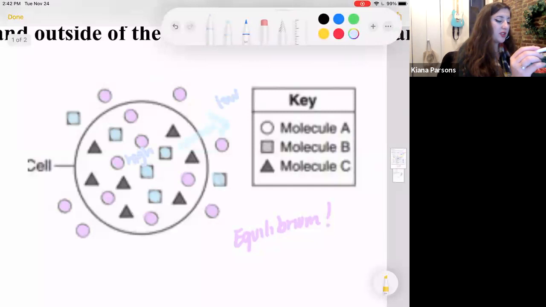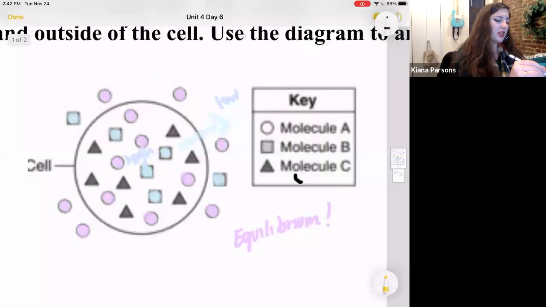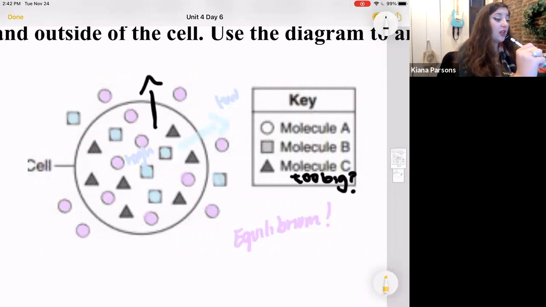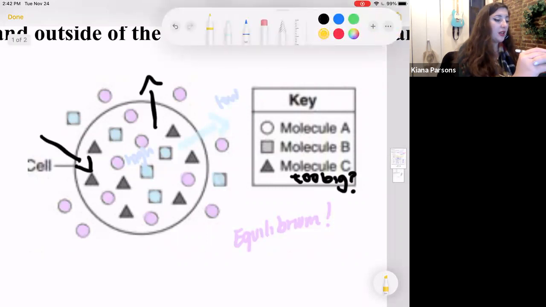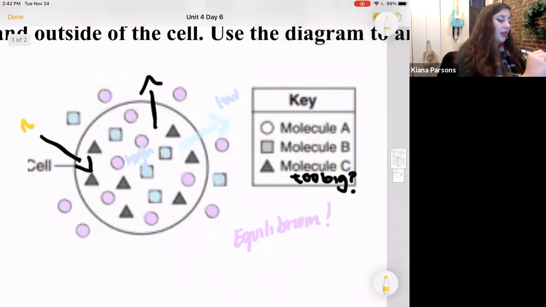And molecule C is a black little triangle, and because it's already black, we can see that it's totally inside of the cell. So is molecule C too big? We're not 100% sure, but molecule C might move out of the cell, right? Or it could move into the cell, but if it wanted to move into the cell, it would need ATP.